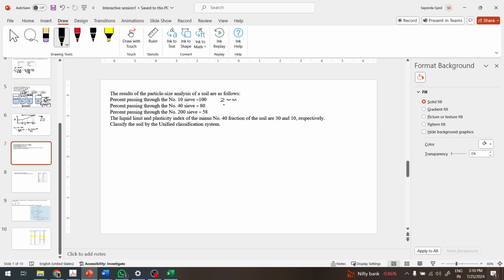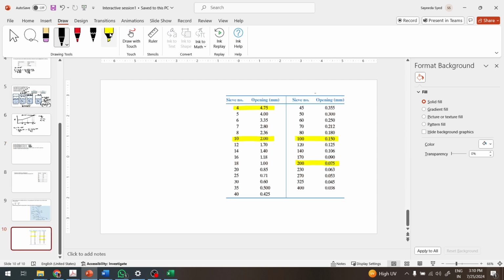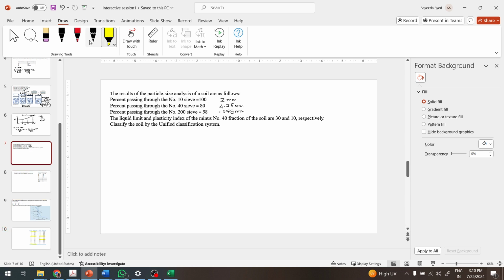Sieve number 40 is, we did not check, this is 0.075 mm, and this is 4.75 mm. Let's check together. Sieve number 40. Okay, 4.75 is sieve number 4. This is 0.425. Okay, let me correct this.